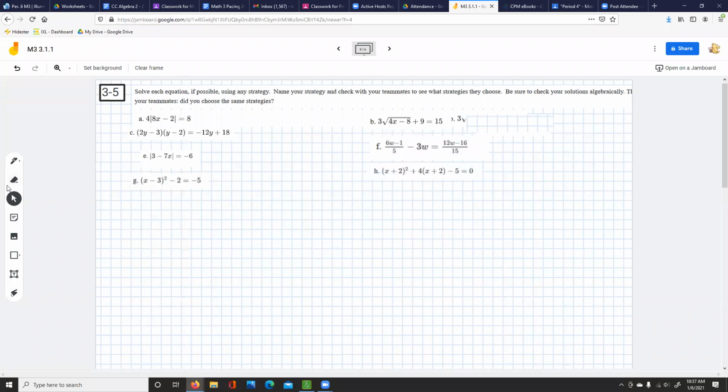Okay, so let's see. There's a reason why I wanted to do G, because it comes out a little bit differently. So let's copy G. G is (x minus 3) squared minus 2 equals -5. All right, what should we do first? We need to undo something. What should we undo? The -2. Okay, let's add 2. Good job. So (x minus 3) squared.